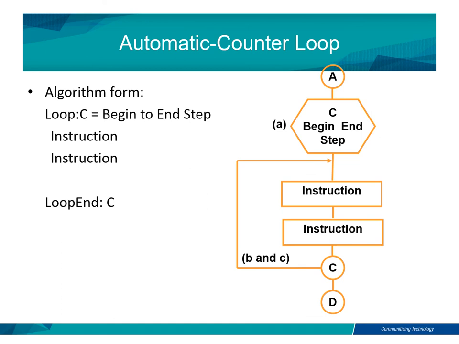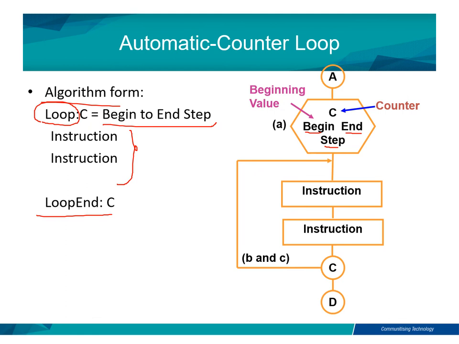How can we represent the automatic counter loop in the flowchart and algorithm? We have a standard statement for the automatic counter loop in the algorithm, which uses the loop statement: begin to end step, and then loop end. In between, we have normal instructions as presented in the while and do while loops. We have a different shape for the automatic counter loop in the flowchart, which has a begin, step, and end. So C is the counter, the beginning value, the ending value, and the value to be incremented by the counter.